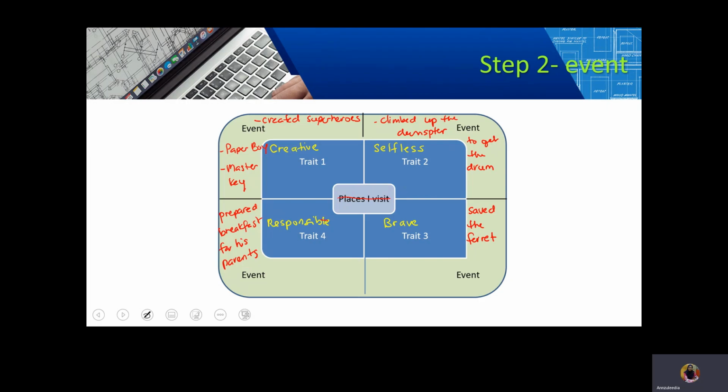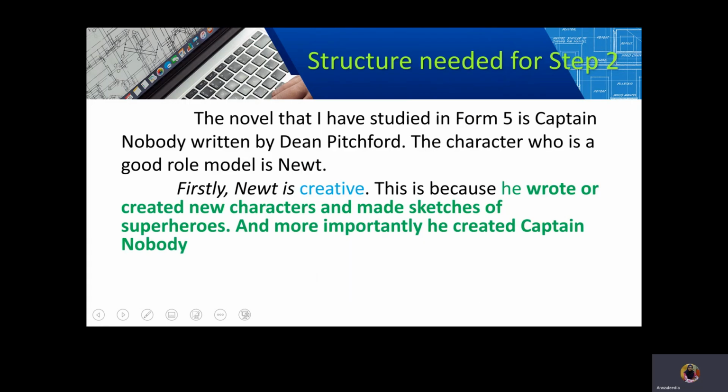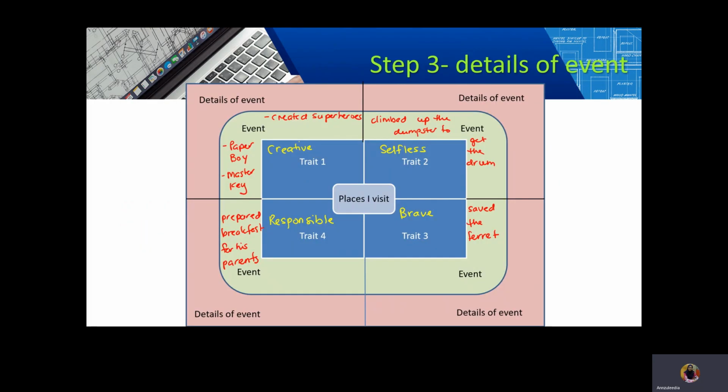Okay, all right. So we've got the event. Now that we've got the event, the next step we have to do is add some more in the sentence. Okay. So firstly, Newt is creative. We have answered this one just now. This is because he wrote or created new characters and made sketches of superheroes. And more importantly, he created Captain Nobody. So maybe we can add that he created like Master Key and Paperboy. All right. So next, the next layer of the square, you need to give details of the event.